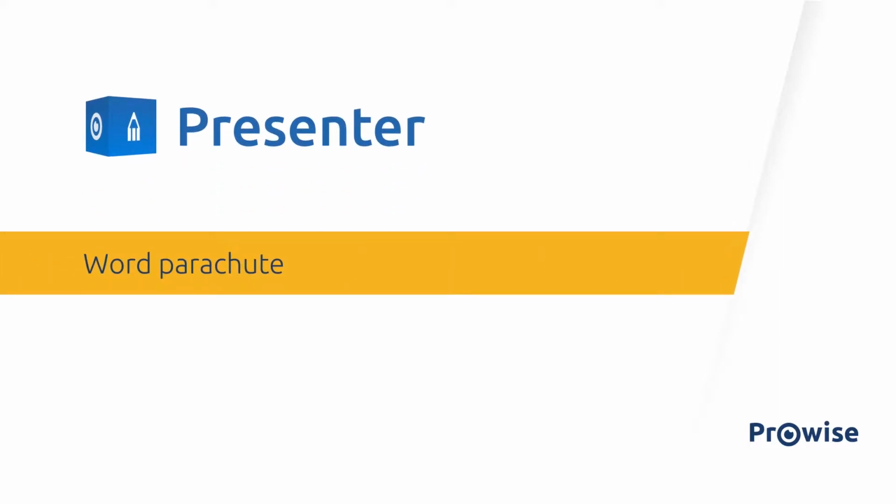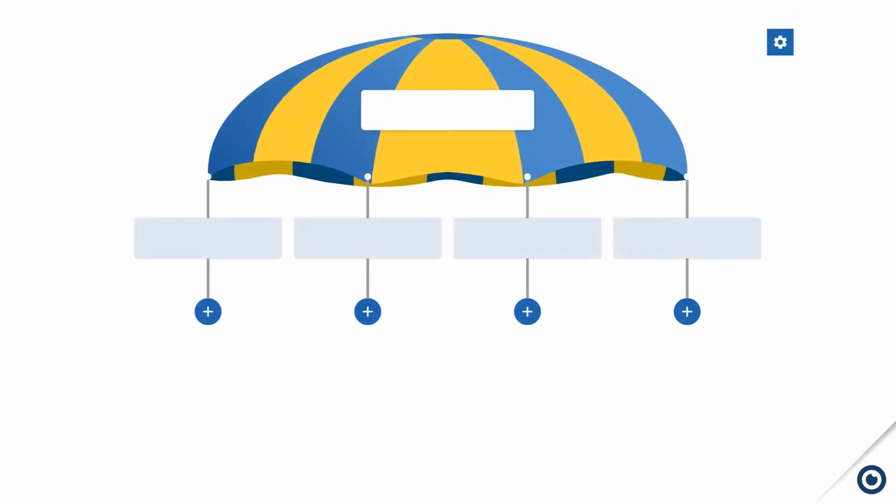In this instructional video, we will show you how to use the Word Parachute tool in your presenter file. When the cursor is active, you can modify the tool directly. Select the white plane or one of the blue cards to add text.